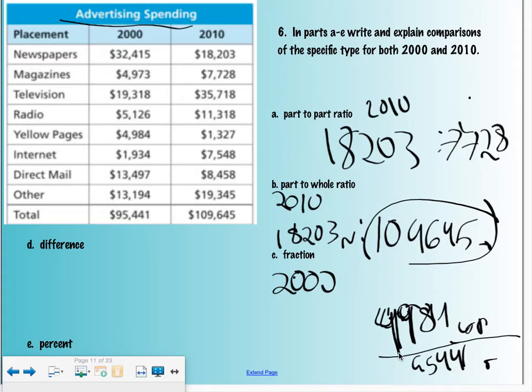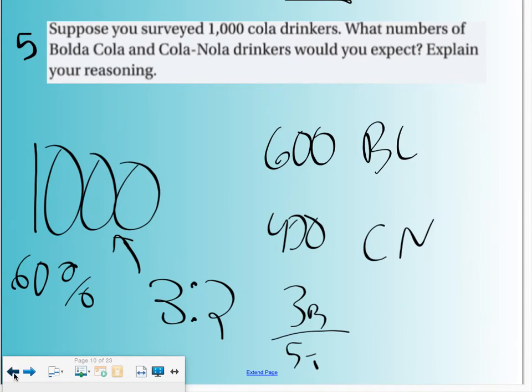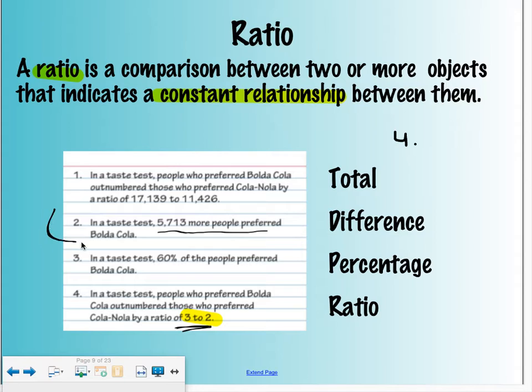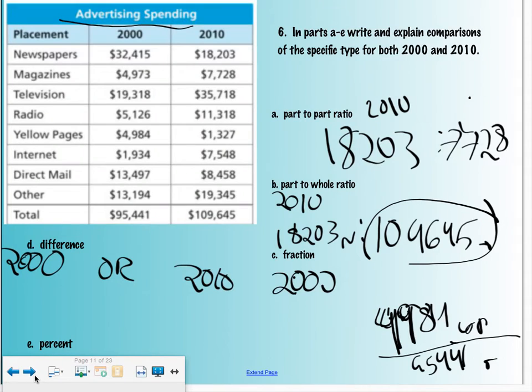Who can tell us what difference would mean? Kaylee? Wouldn't it be like the difference from like 2000 to 2010? So I want either 2000 or 2010. Okay, let's look at this. What did they do for a difference? Oh, they did the difference of the two. So let's think about this. In a taste test, 5,713 more people preferred Florida Cola. How could we use something like that as an example to write a difference?